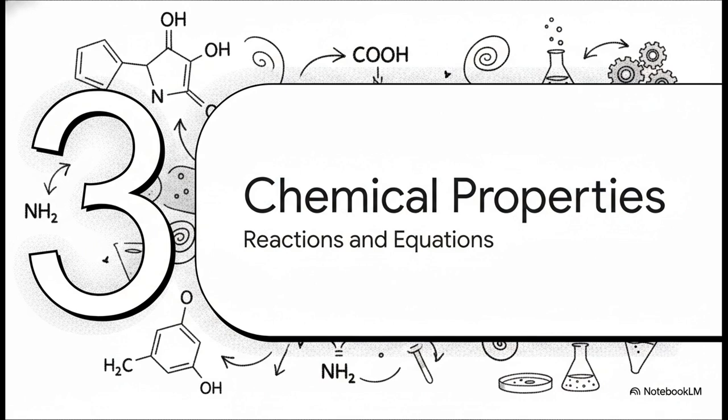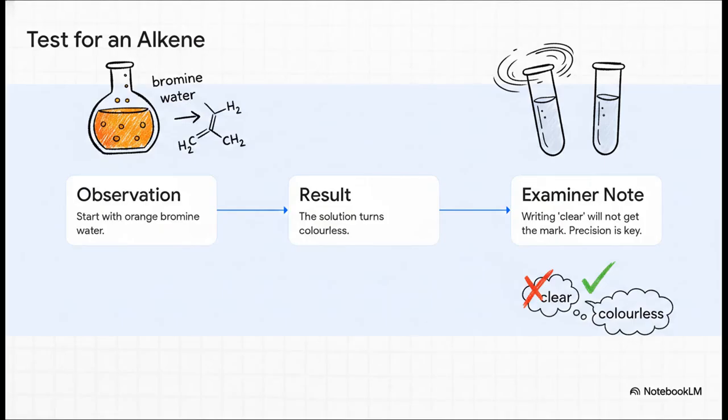Okay, so we've identified the parts of the molecule. Now let's look at the reactions. This is where we get to show we understand how these functional groups actually behave. Question 08.2. This is a classic test for an alkene, shaking it with bromine water. For the 2 marks here, you need 2 points. First, the starting color is orange. Now, the mark scheme also lets you say yellow or brown, which is good to know. Second, the result is that it turns colorless.